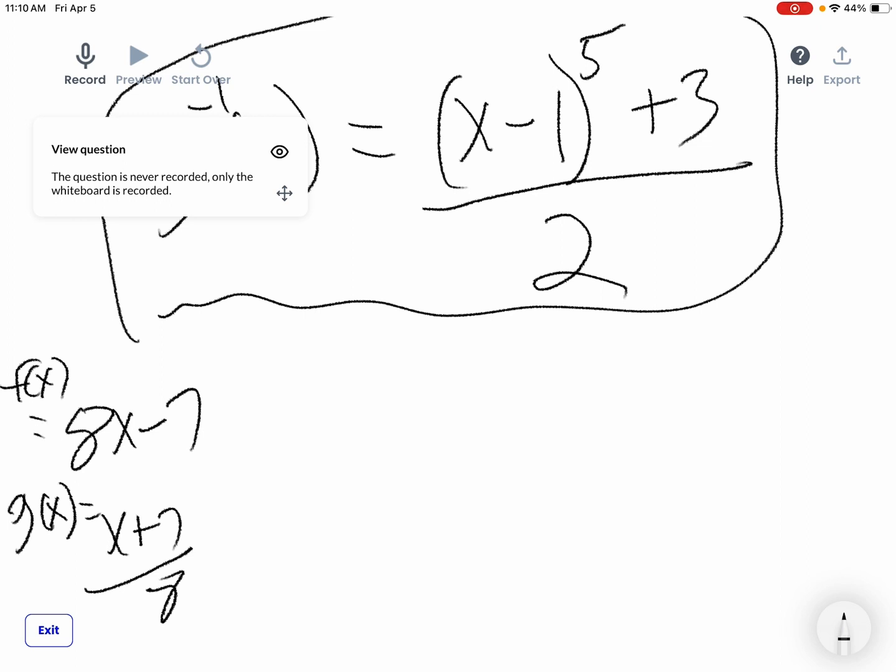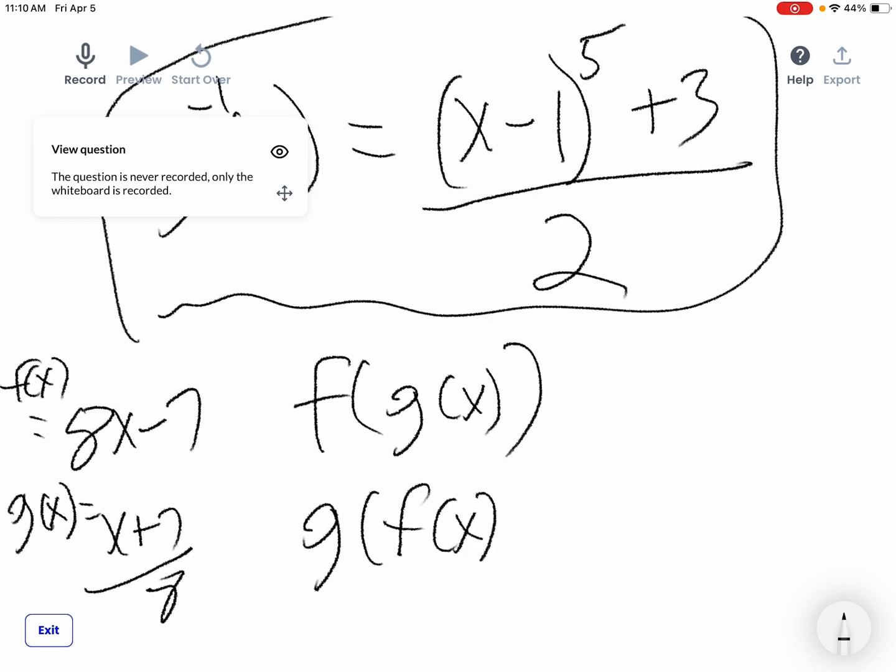But how you would do this is compose both ways, and I'm going to leave it up to you. Can you do f compose g? So do you remember how to do f of g of x and also g of f of x? And can you compose both ways and get back x to undo the function to show those functions are inverses of each other? Take care.